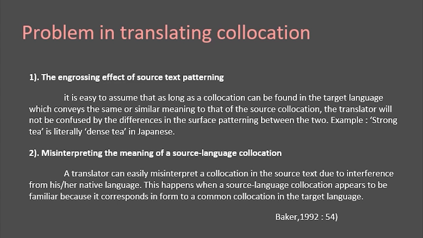Number 2, misinterpreting the meaning of source language collocation. A translator can easily misinterpret a collocation in the source text due to interference from his or her native language. This happens when a source language collocation appears to be familiar because it corresponds in form to a common collocation in the target language.